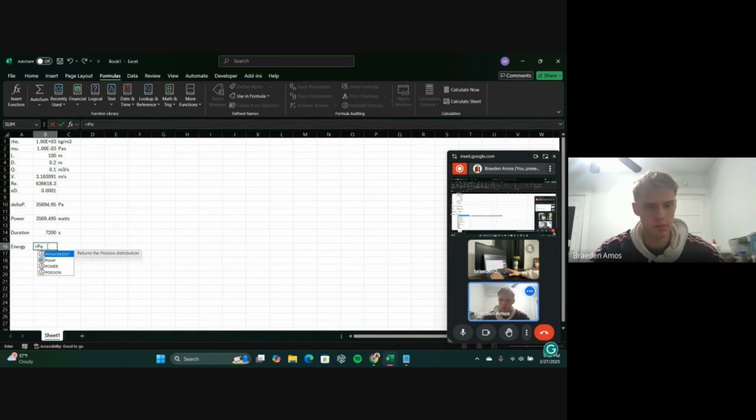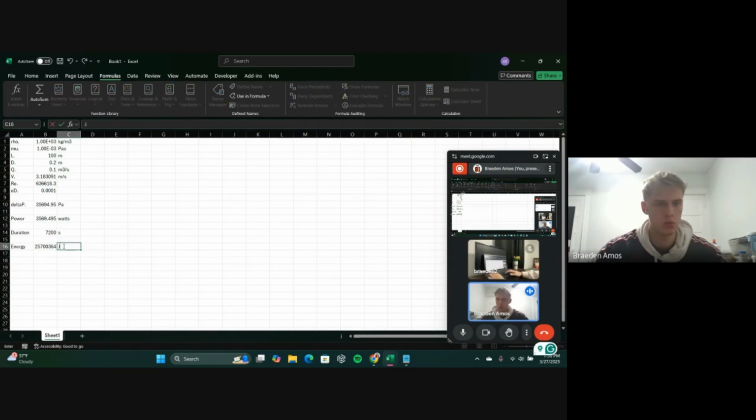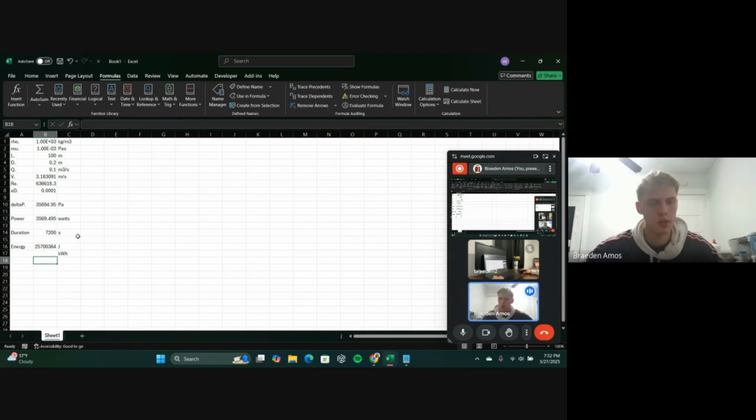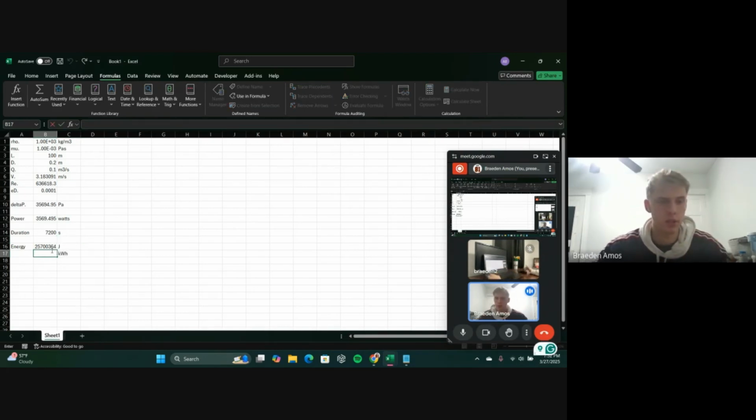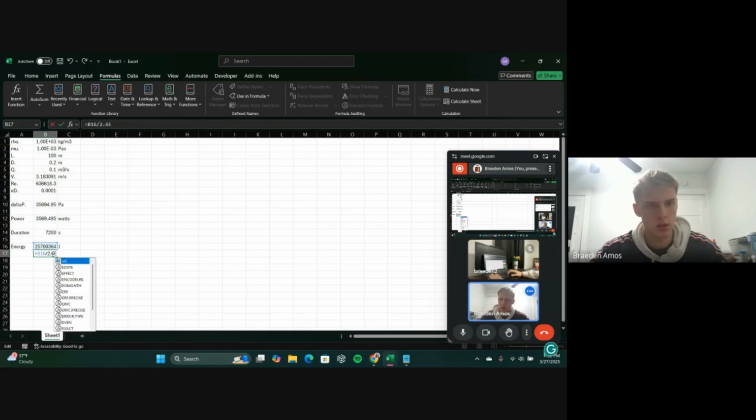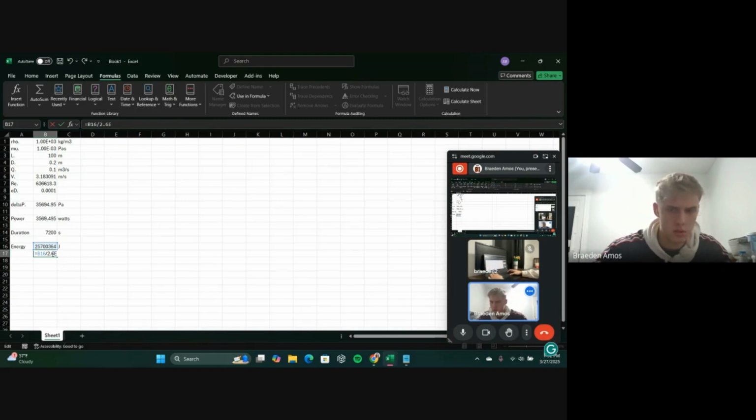So power times duration. So that's our total energy in joules. We get the energy in joules, and we want to convert that into kilowatt hours. So what we're going to do is take that number and divide it by 3.6E6, and that will convert it from joules to kilowatt hours.